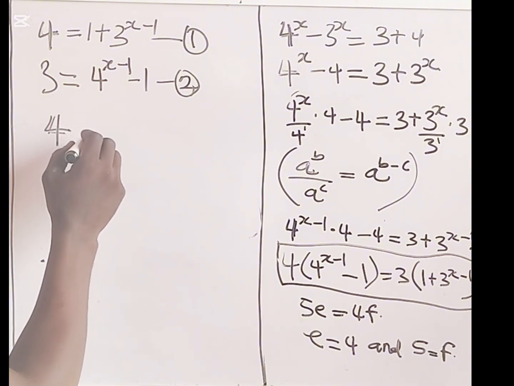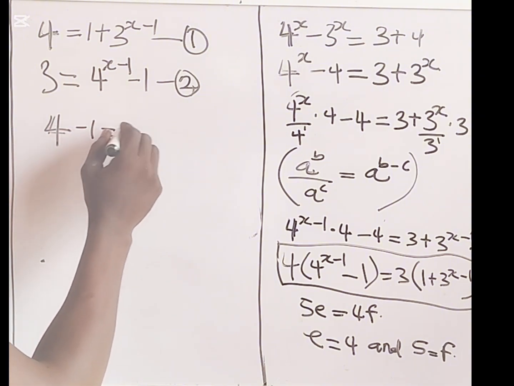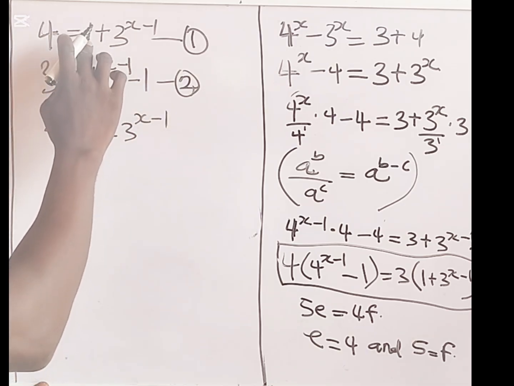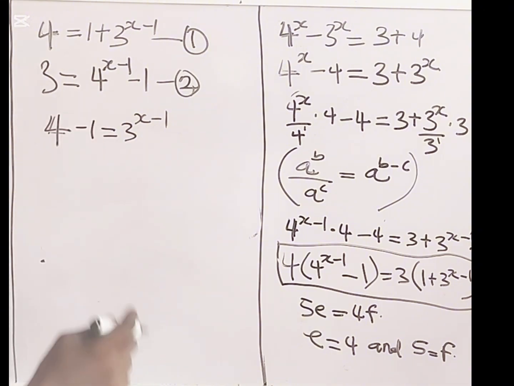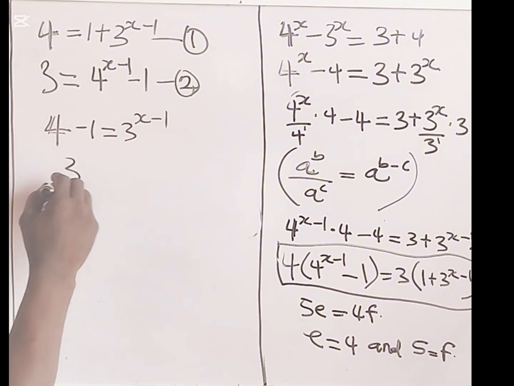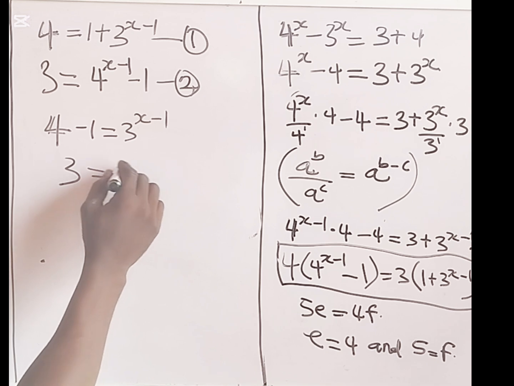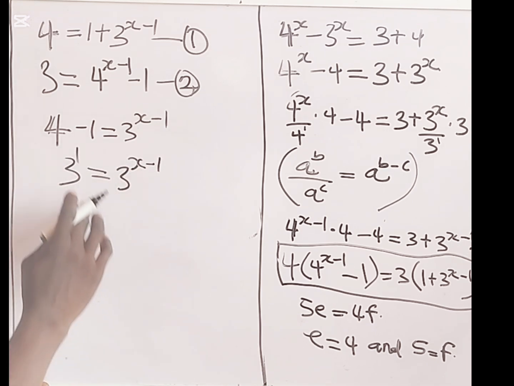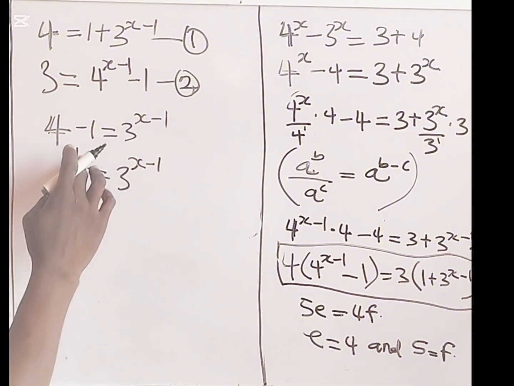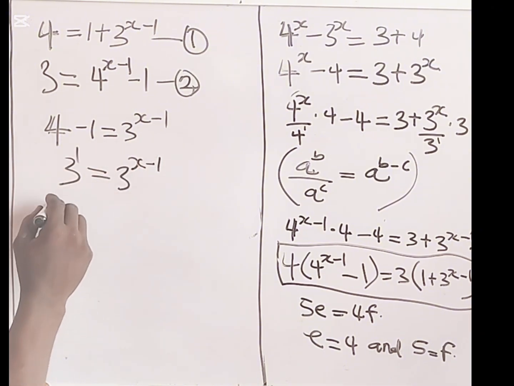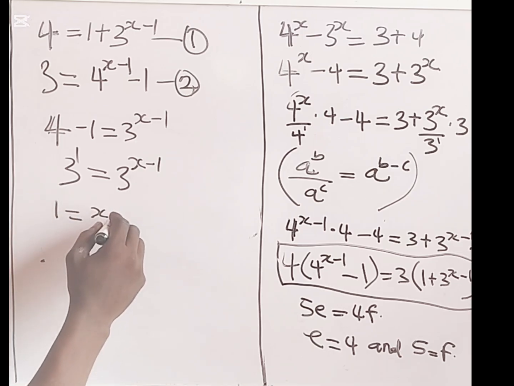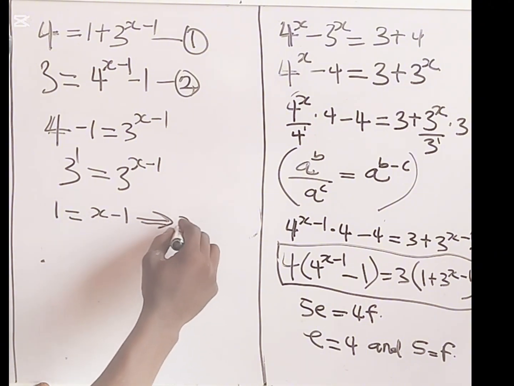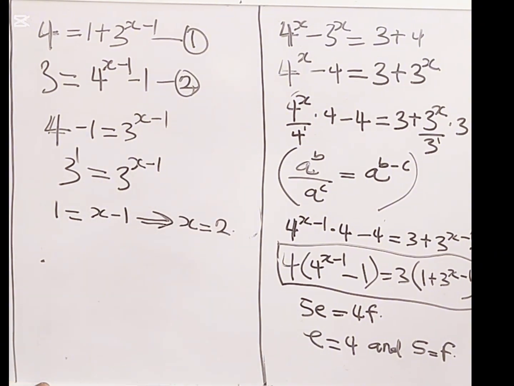4 minus 1 is equal to 3 raised to the power of x minus 1. How we got this is that we moved 1 to the other side of the equation. 4 minus 1 is 3. This is equal to 3 raised to the power of x minus 1. This 3 is also raised to the power of 1. When the bases of the indices are the same, you can equate the powers. So we can write 1 is equal to x minus 1. Then x will be equal to 2.